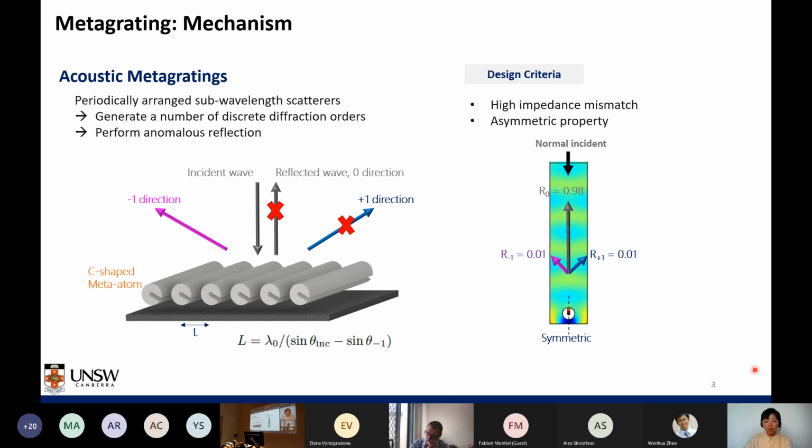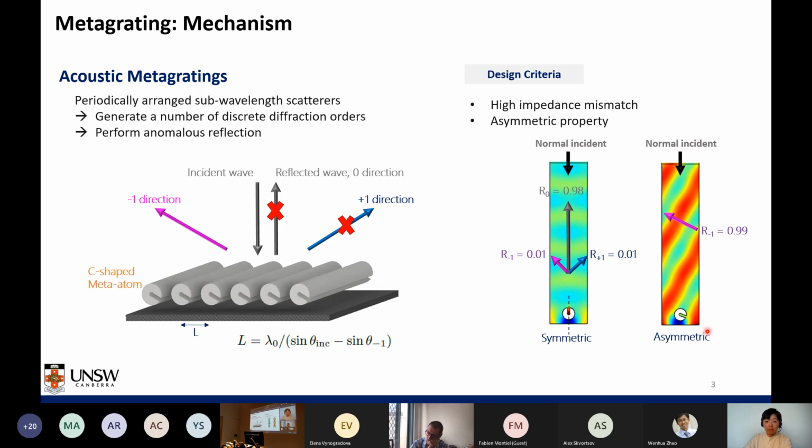So in our design, we achieve these asymmetric scattering properties of the metagrating by twisting the C-shaped meta-atom. And here is the numerical result showing that our C-shaped metagrating can successfully redirect the acoustic wave towards the desired angle, around 50 degrees, with an efficiency of around 99% at 2.2 kilohertz.